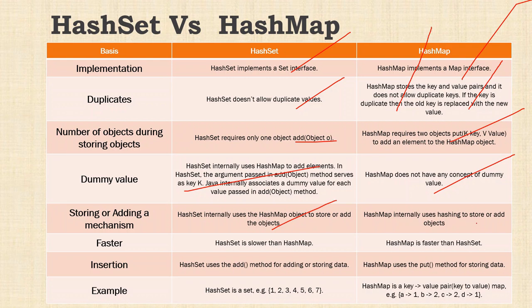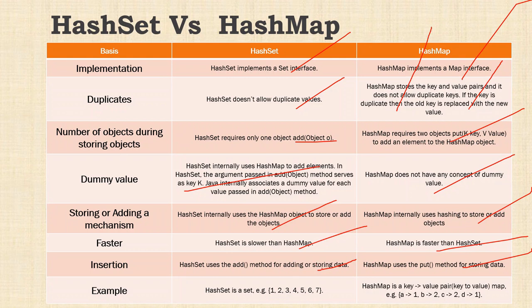HashMap internally uses hashing to store or add objects. We have already seen the internals of HashMap in previous videos, so if you want to revise, you can go and check. On speed, HashSet is faster than HashMap. For insertion, HashSet uses the add method for storing data, and HashMap uses the put method for storing data. So there is a difference.